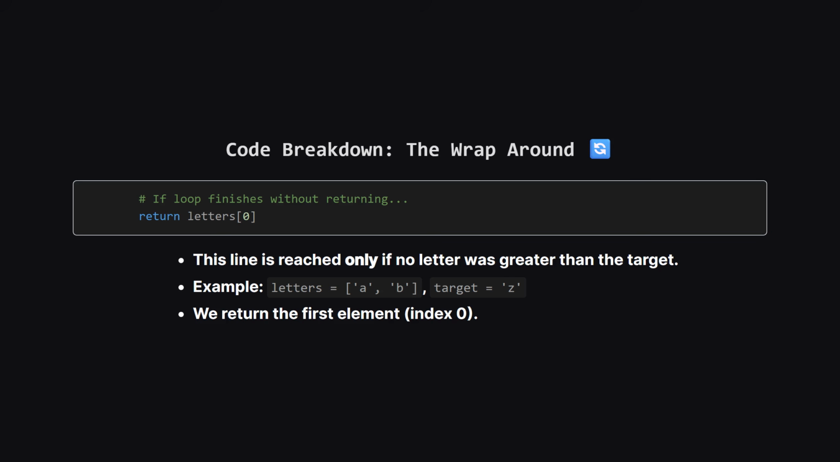For example, if our letters are A and B, but our target is Z, in this case, per the problem description, we need to wrap around. So outside the loop, we simply return the item at index 0, which is the first letter of our list.